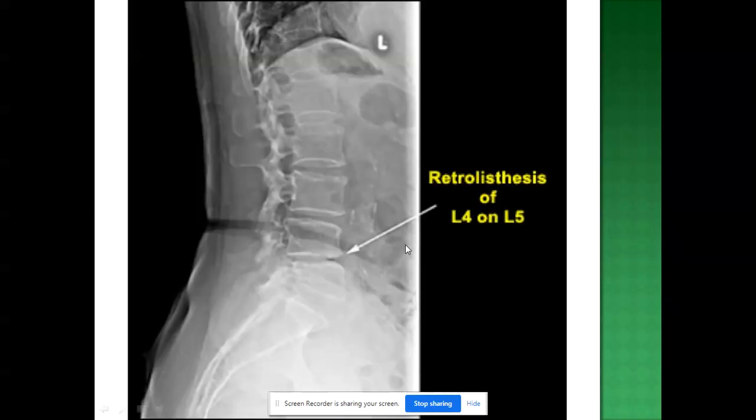So you can see retrolisthesis. What we have seen in the previous slide was the anterolisthesis. Anterolisthesis means the vertebral body is moving forward. But here what we are seeing is the retrolisthesis. That means it is moving posteriorly. So this is the retrolisthesis of L4 on L5. Here you can see this is the L5 vertebra. This is the anterior border of the L5 vertebra, and here you can see L4 vertebra has moved posteriorly. That is why it is called retrolisthesis of the L4 on the L5.